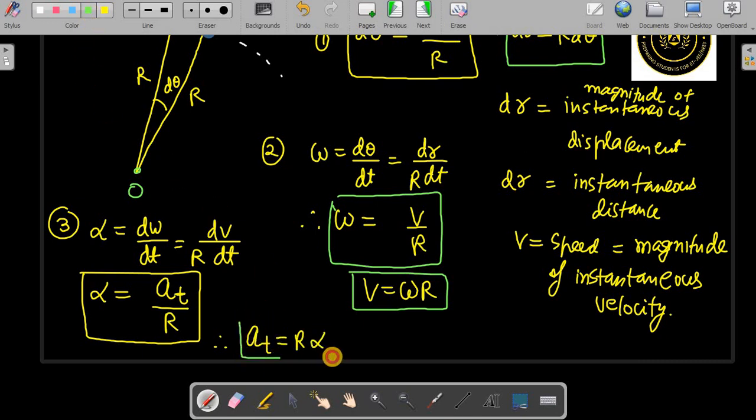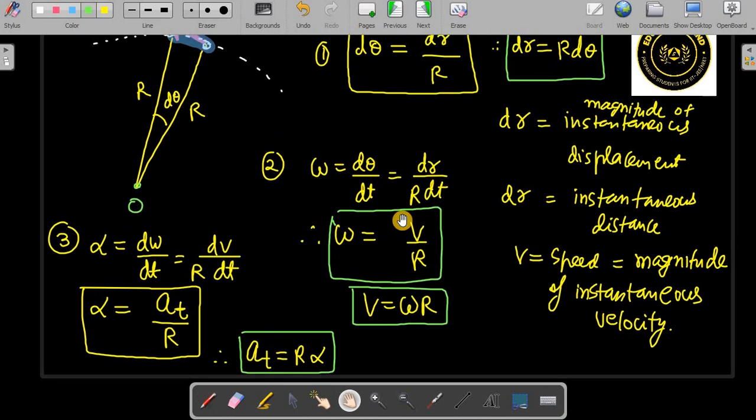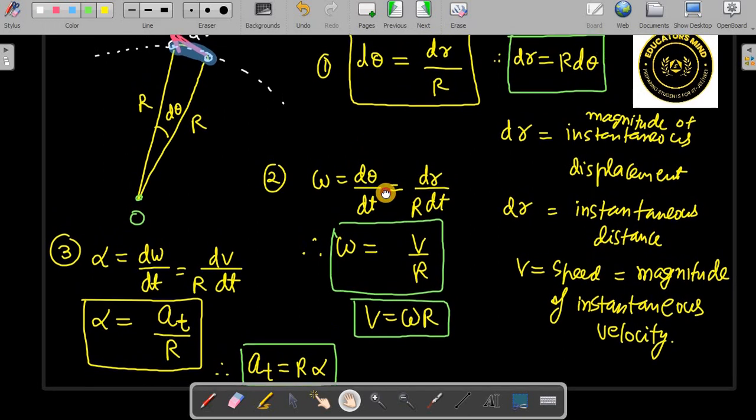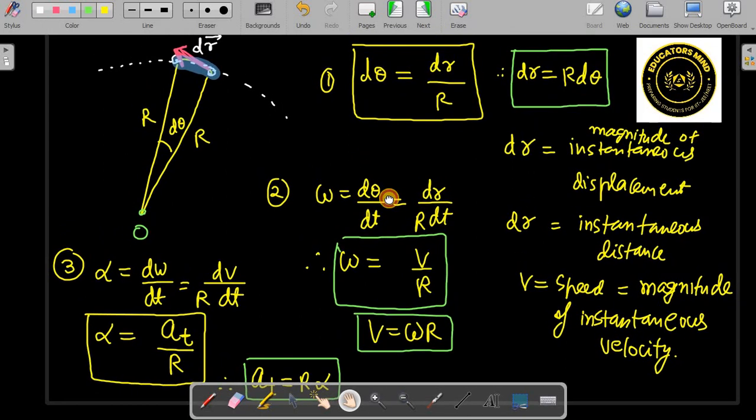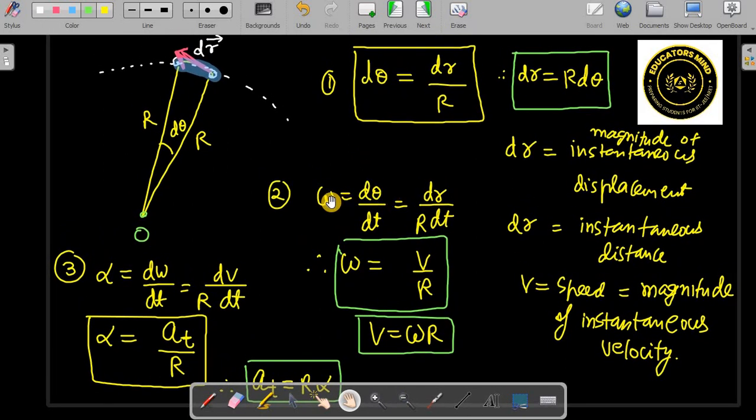So all these relations are useful relations between the linear variables and the rotational variables, right? So first of all we should know this. Then further we will discuss more about this, right?